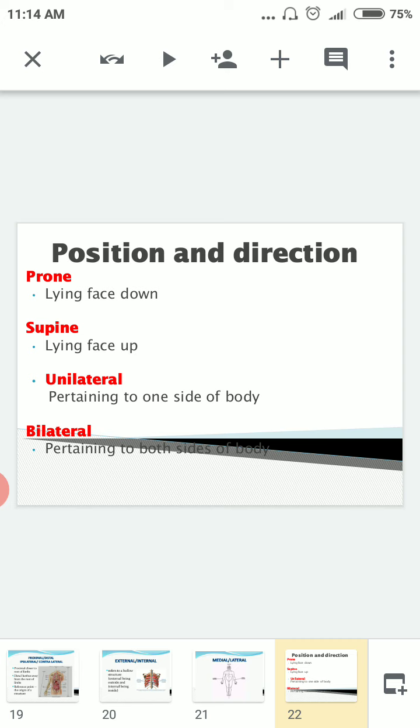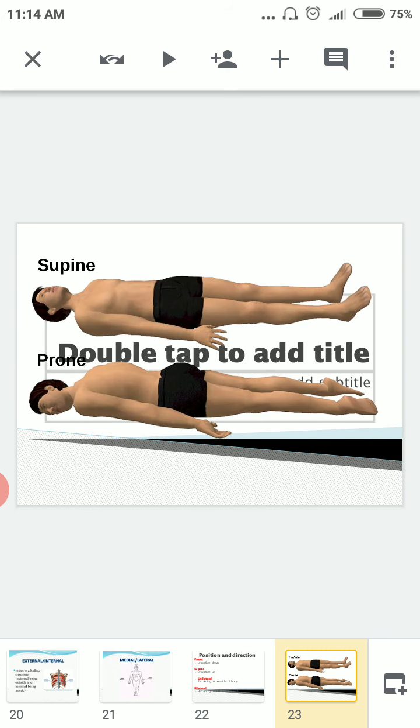Unilateral means one side, pertaining to one side of the body. Bilateral means pertaining to both sides of the body. So the position directions are prone, supine, unilateral and bilateral. In the figure you can see supine, where the face is upwards, and prone, where the face is facing downwards.